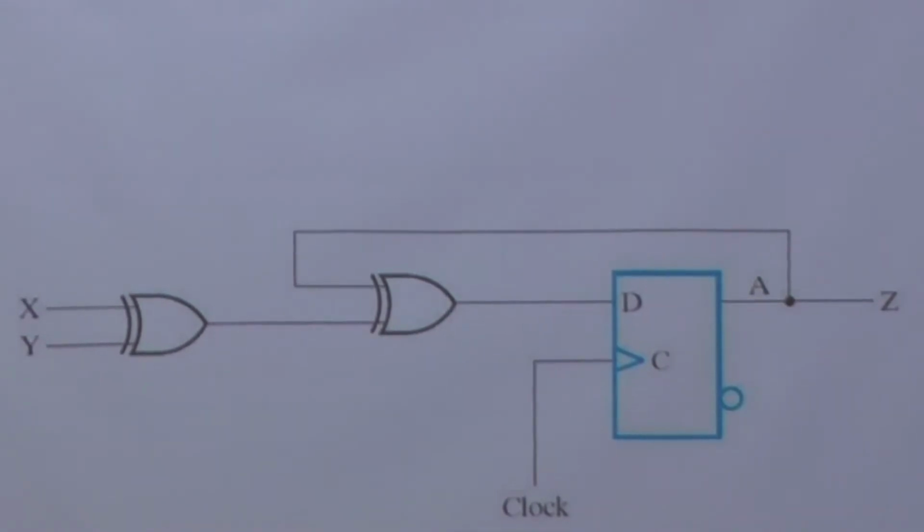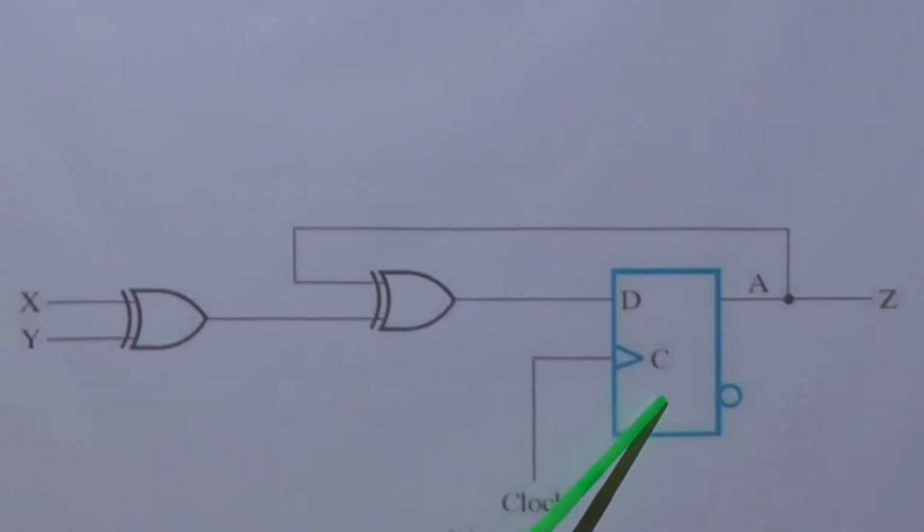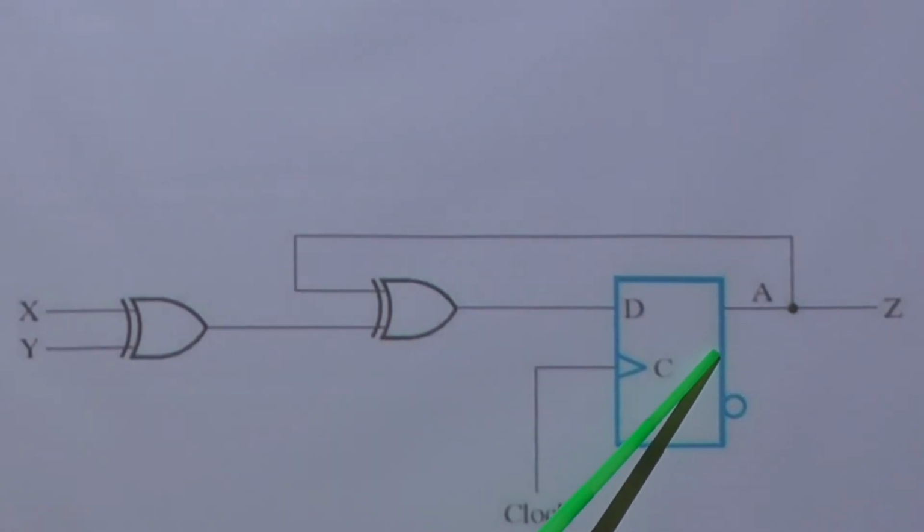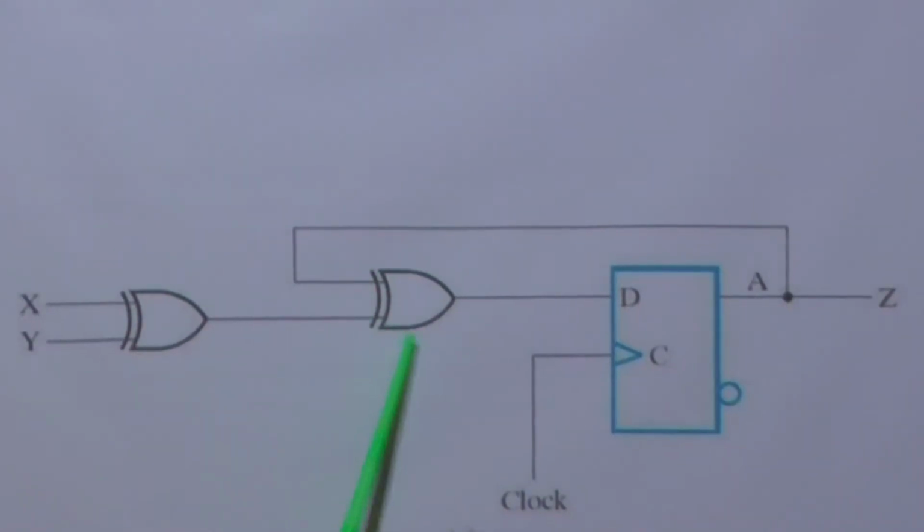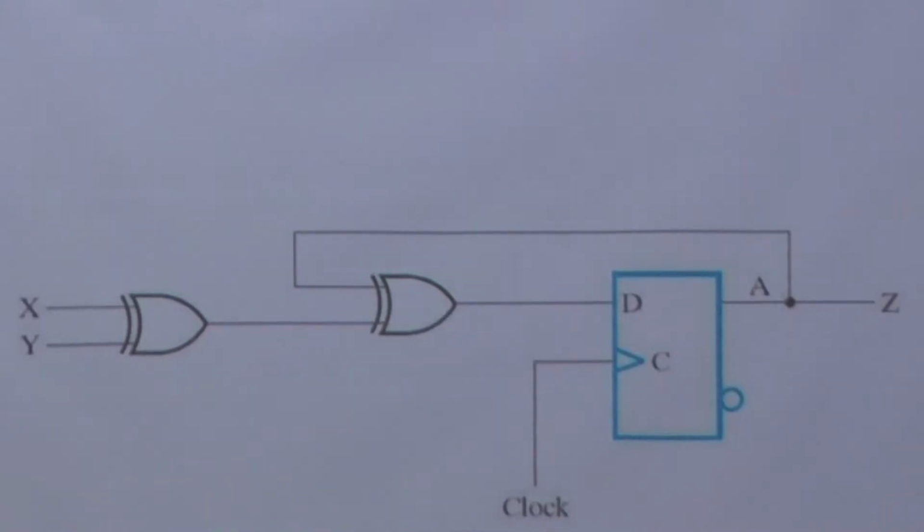Well, the output Z is being picked off of the output of the flip-flop, right? Rather than being derived from any degree of combinational circuit.